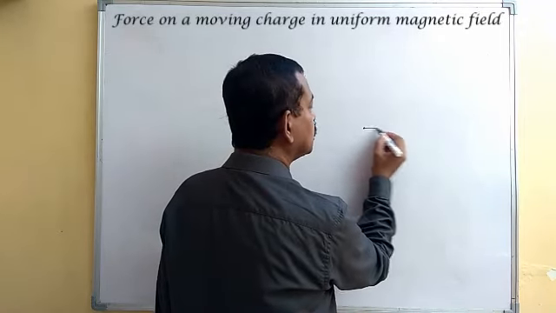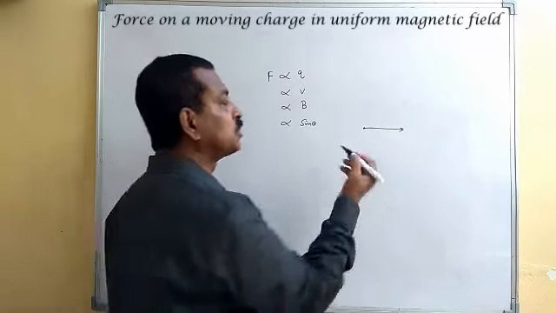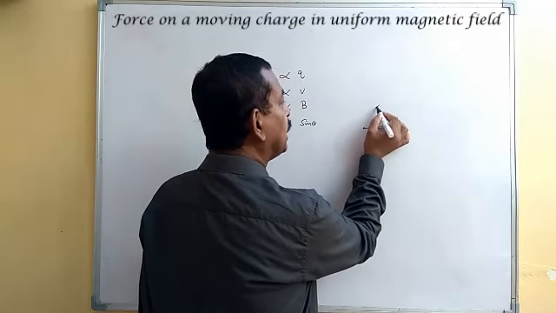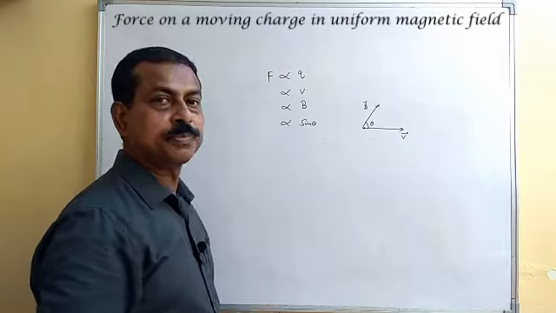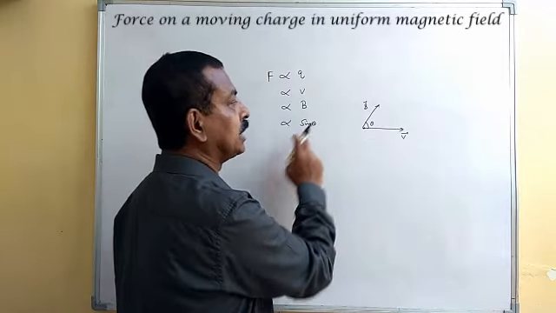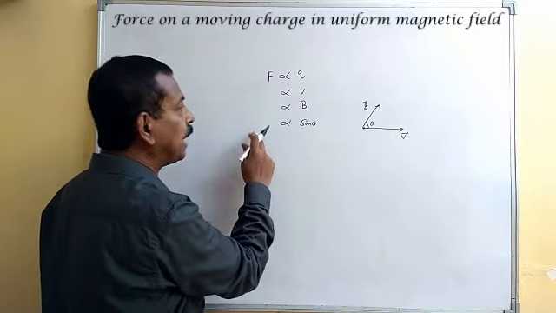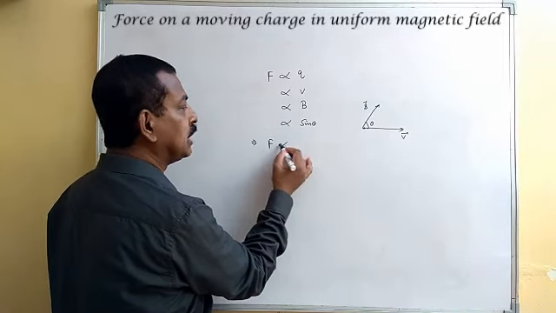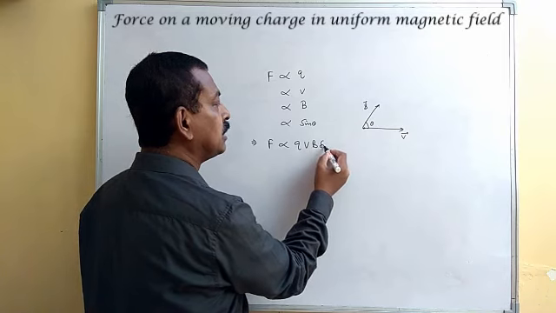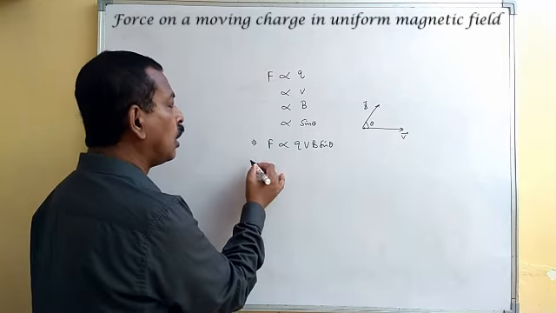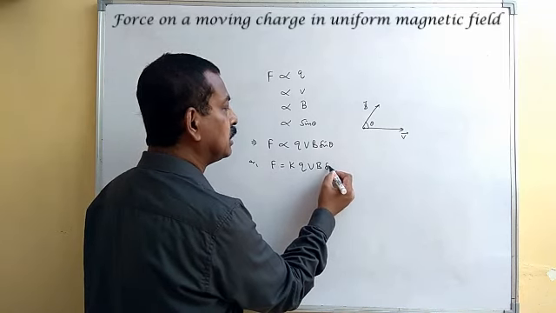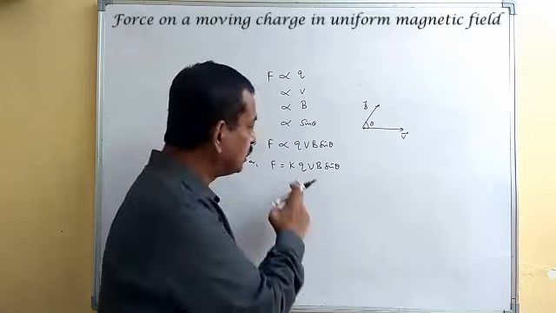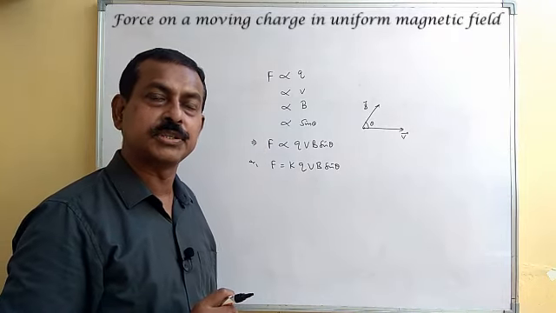Suppose we have a charge Q moving with velocity V, and we have a magnetic field in this direction. If theta is the angle between the two, then the force is proportional to the sine of this angle. Combining all these, we get F proportional to QVB sine theta, or F can be written as KQVB sine theta, where K is a proportionality constant.